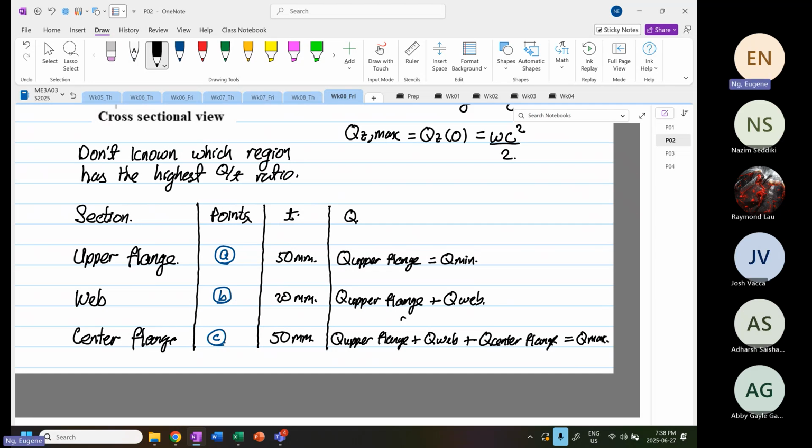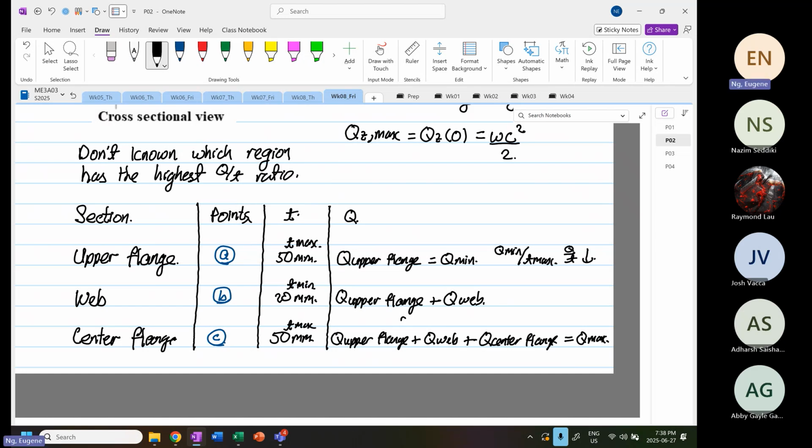Now, if we look at the thickness, at the upper flange this is our T max, and this is our T min. So at point A we have our Q min divided by T max. When that's the case, the Q over T ratio is very low, right?